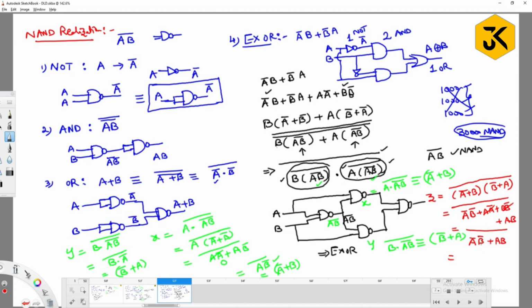You know, right? XOR is complement of XNOR, XNOR is complement of XOR. Am I right? Or else if you try to solve this expression once again, you are going to get A bar B plus B bar A, which is equivalent to XOR. So in order to construct XOR gate in terms of NAND gate, how many NAND gates are required? 4 NAND gates are required.